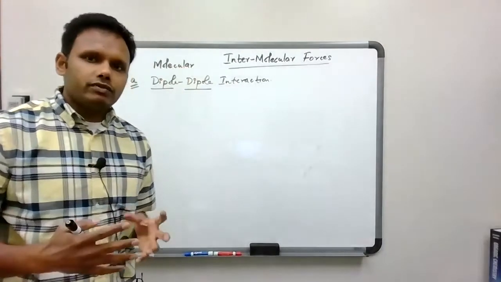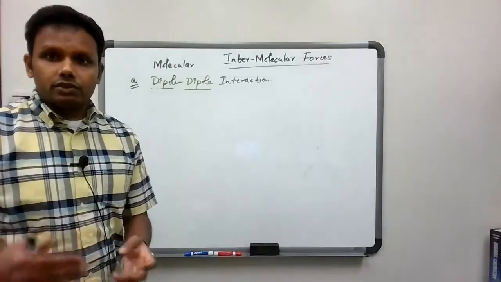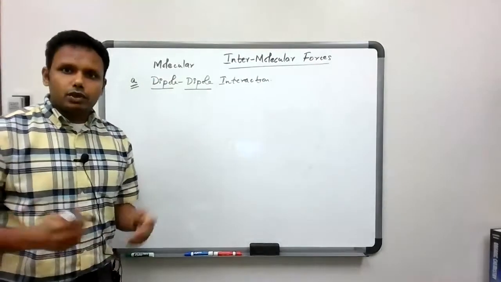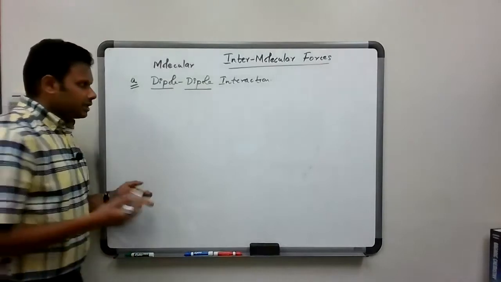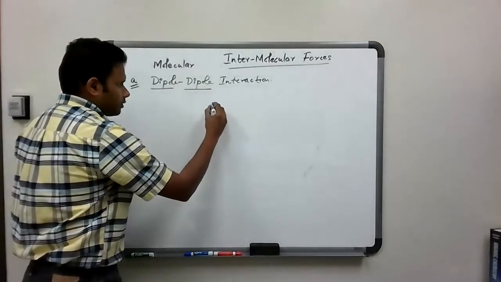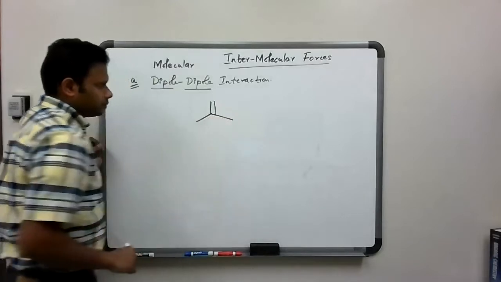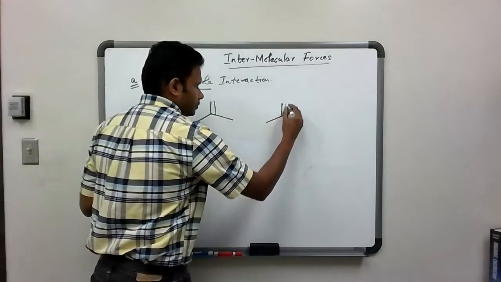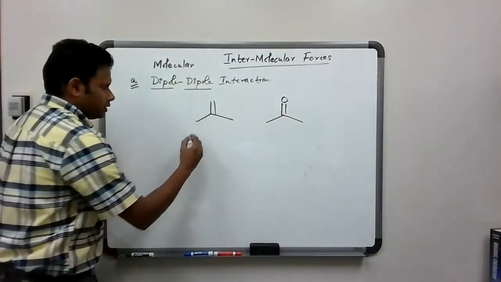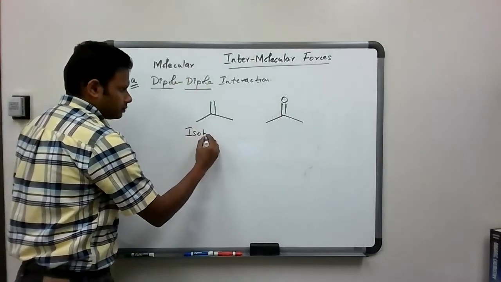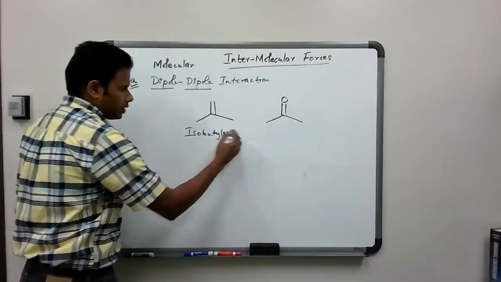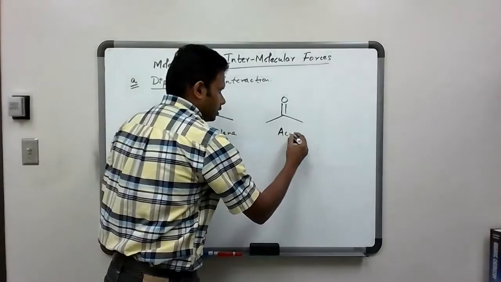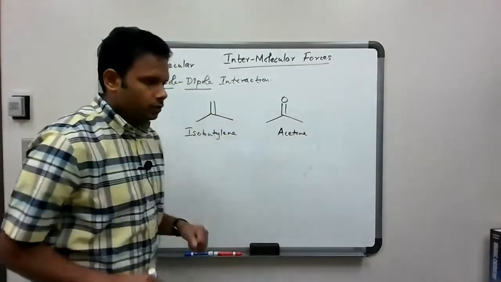If you haven't watched the video on molecular dipoles yet, please go ahead and watch that video before you start with this video. So we're talking about molecular dipoles here, not bond dipoles. As an example, let me pick this set of molecules, the one that's given in the textbook also. So you have two molecules that I'm going to draw. One is isobutylene. You don't have to know the name of these compounds, okay? This is isobutylene, and this other molecule is acetone.